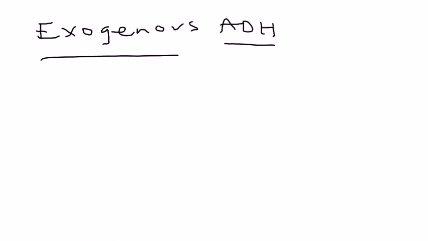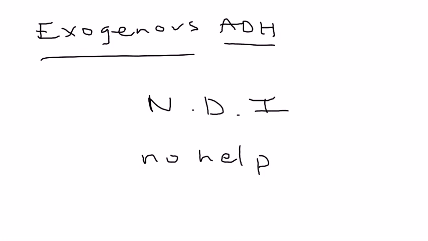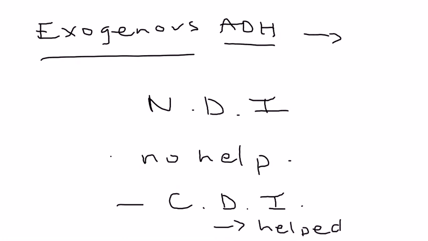To see if that's going to help. And in nephrogenic diabetes insipidus, there is no help. There is no change because the kidney is unresponsive. Interestingly, when you give exogenous ADH, it does help central diabetes insipidus. And I made a video about that as well, and you can find that video on our YouTube channel.